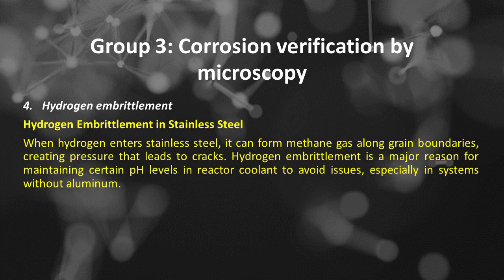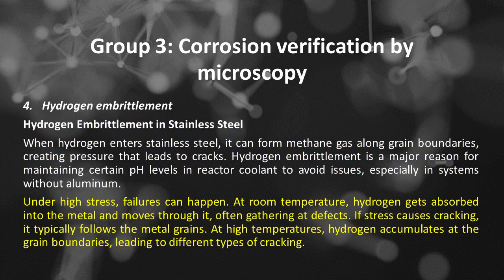Hydrogen embrittlement in stainless steel. When hydrogen enters stainless steel, it can form methane gas along grain boundaries, creating pressure that leads to cracks. Hydrogen embrittlement is a major reason for maintaining certain pH levels in reactor coolant to avoid issues, especially in systems without aluminum. Under high stress, failures can happen.